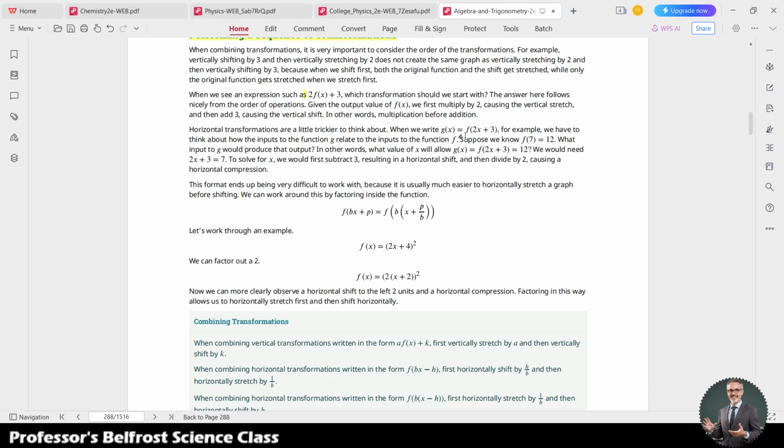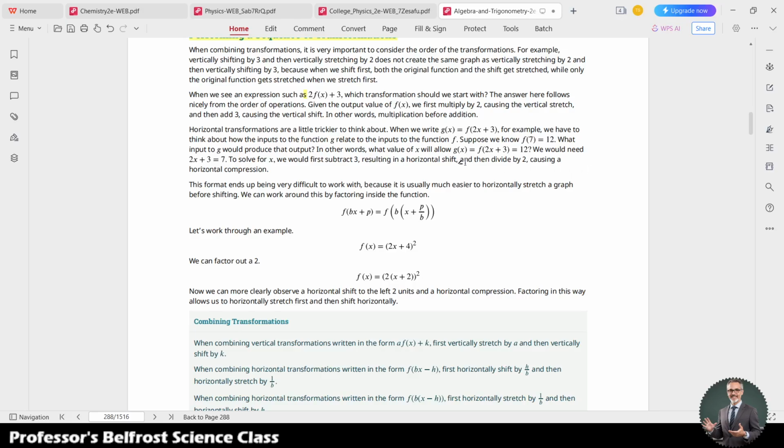Okay, how about horizontal transformations? It's a little trickier. For example, we write g(x) equals f of 2x plus 3. So it means that we have to think about how the input of the function g relates to the input of the function f.